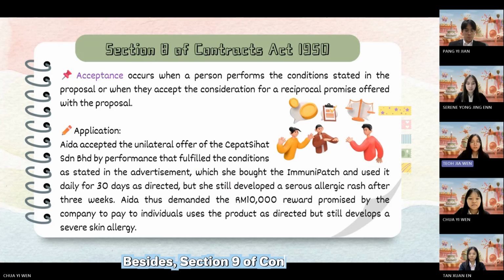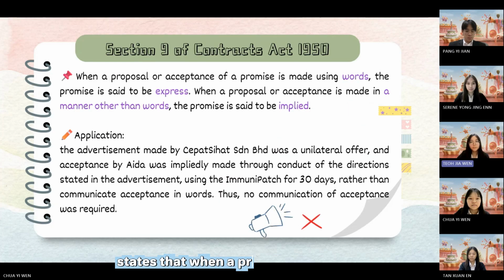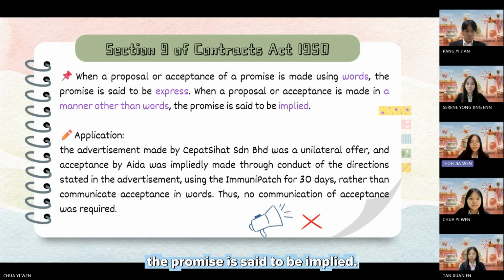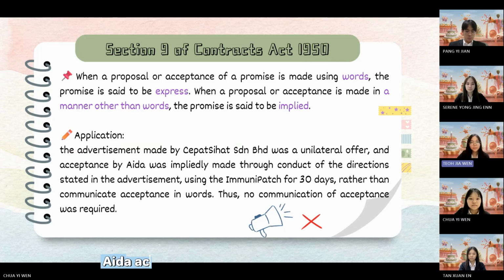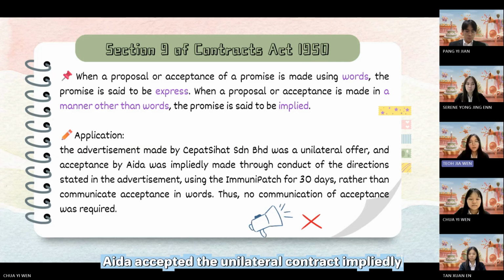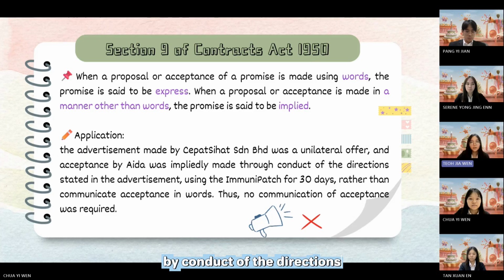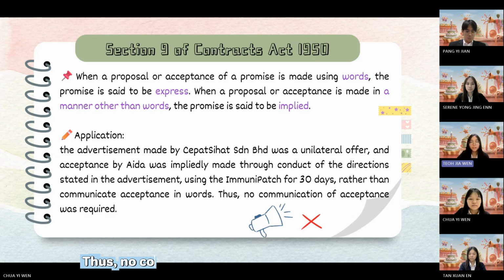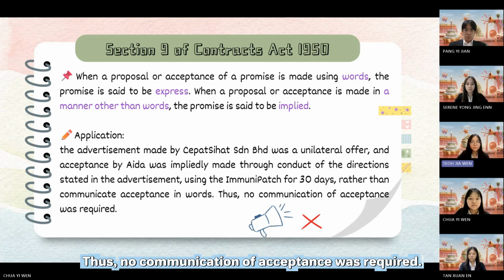Besides, Section 9 of the Contracts Act states that when a proposal or acceptance of a promise is made using words, the promise is said to be express. When a proposal or acceptance is made in a manner other than words, the promise is said to be implied. Based on the facts, AIDA accepted the unilateral contract impliedly by conduct, following the directions stated in the advertisement rather than communicating acceptance in words. Thus, no communication of acceptance was required.